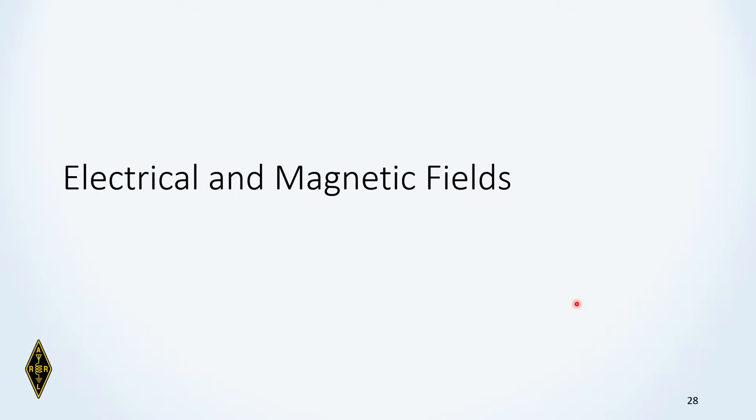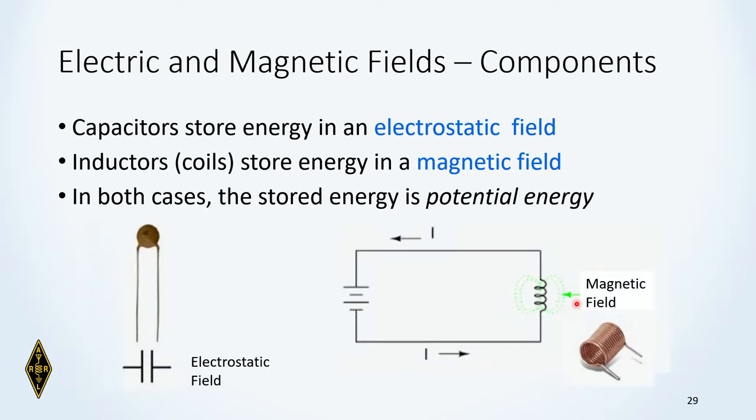All right, electrical and magnetic fields. We're going to talk about some components now. So we've been talking about inductive and capacitive reactance. Let's go another step deeper. Capacitors store energy in an electrostatic field. A capacitor looks like this schematically. And if you put an ohmmeter across a capacitor, you'd get an open circuit because the two plates exist there, but there's a gap between them, or an insulating material.